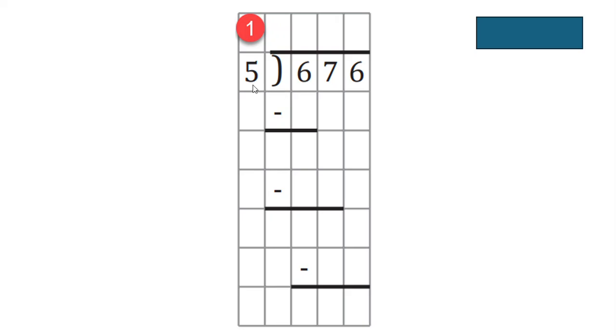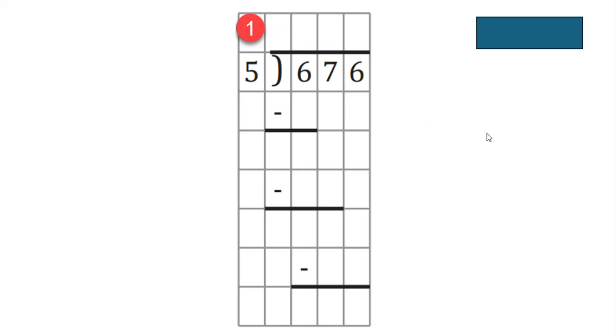Sure. A lot of kids want to say this is 5 divided by 676, but that's not correct. When we're reading division, we go from the right to the left. We go opposite of what we think. This is 676. This is the division symbol, and this is 5. So we read it 676 divided by 5.